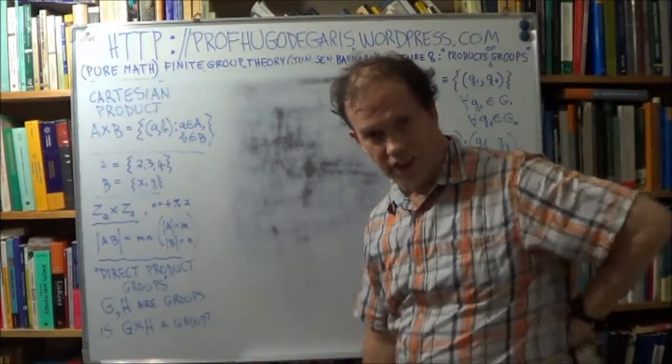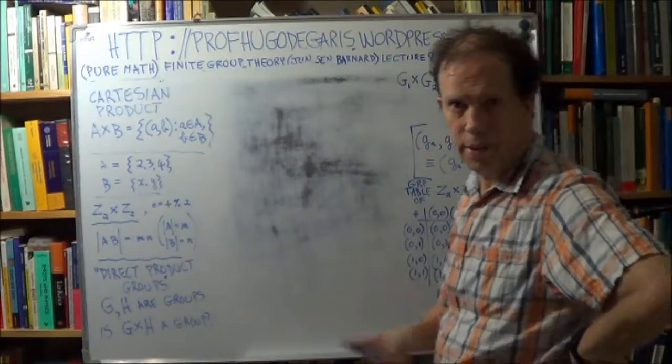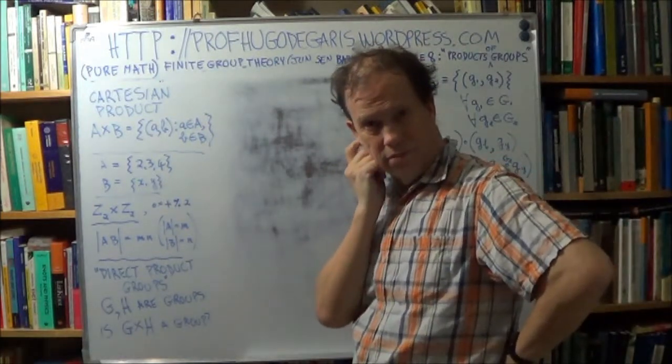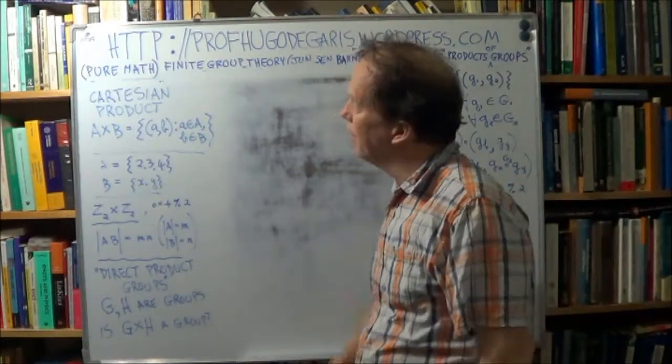This is lecture 8 on products of groups. The basic idea is how do you go about, in a sense, multiplying groups to create a bigger group.